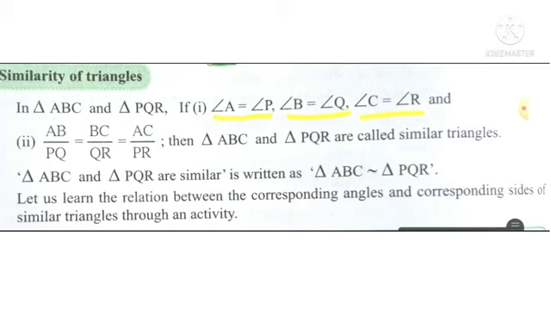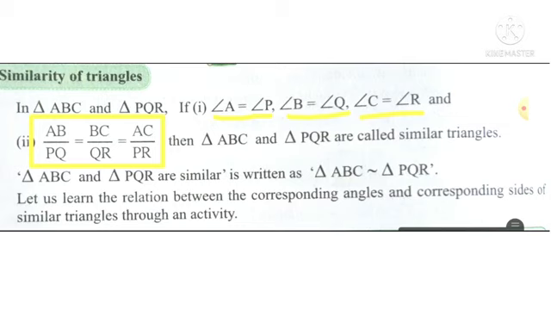And what is the condition here? See, this is the important condition. AB upon PQ is equal to BC upon QR is equal to AC upon PR. Means what is the difference between congruence and similarity?